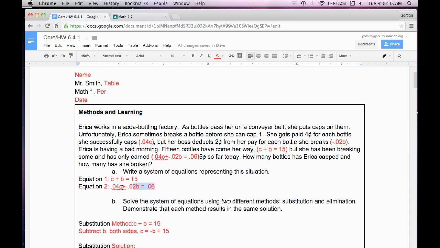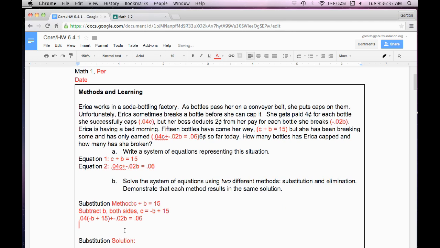Okay, and then we have our second equation, which is going to go right here. So then what we're going to do is we're going to sub in negative B plus 15 every time we see a C. So what I'll do now is I'll rewrite this equation. I'll get rid of the C, and instead I will put this in parentheses where the C was.